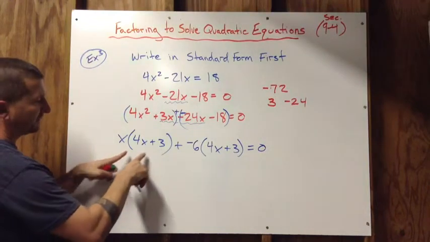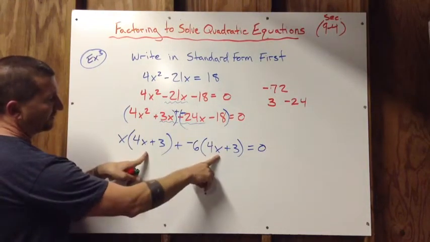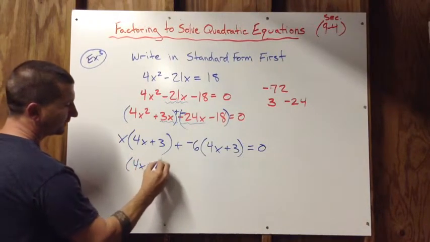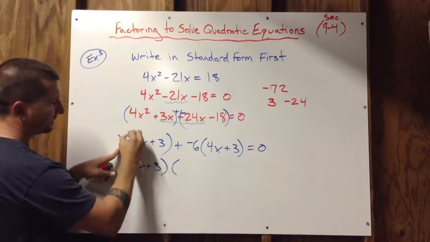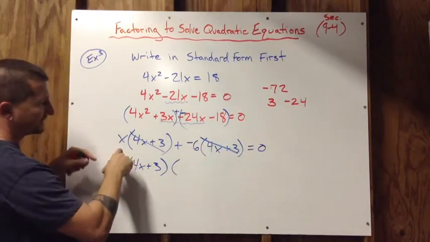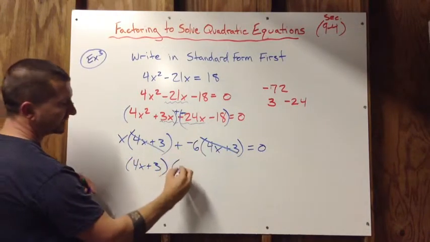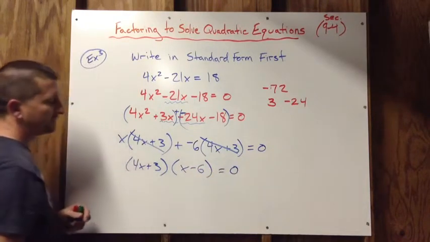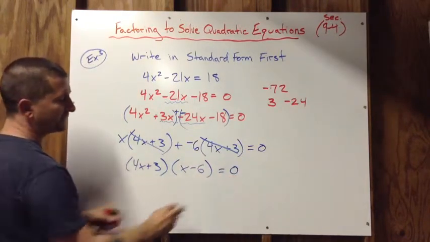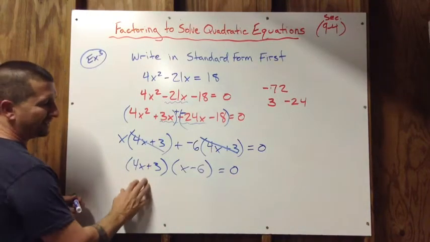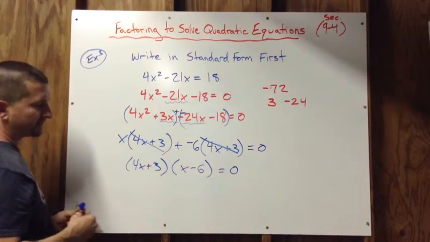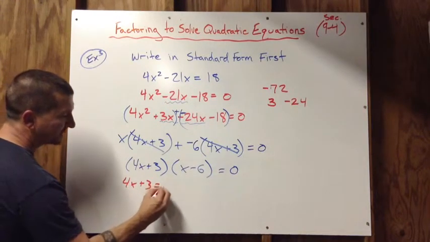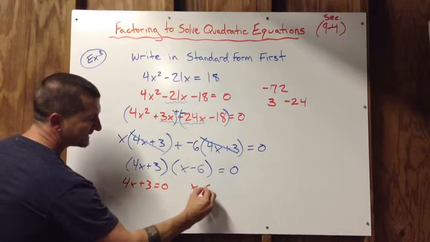Factor out a negative 6, and we're left with 4x plus 3. Almost done with the factoring. We have 4x plus 3 as a common factor, times what's left, x plus negative 6, or x minus 6, all equals 0. Now we have two binomials that equal 0. We need to set them both equal to 0 so that we can find the solution. We have 4x plus 3 equals 0, and x minus 6 equals 0.